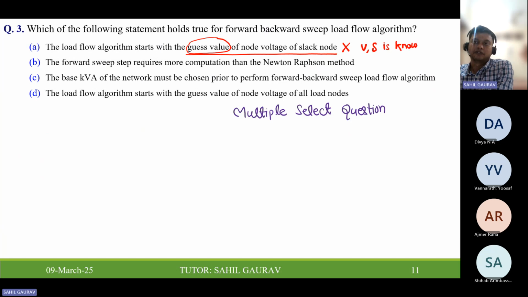V delta is known, so it is not the guess value. The option that says the forward sweep step requires more computation than the Newton-Raphson method is also incorrect. The Newton-Raphson method has more computation than the forward sweep method.